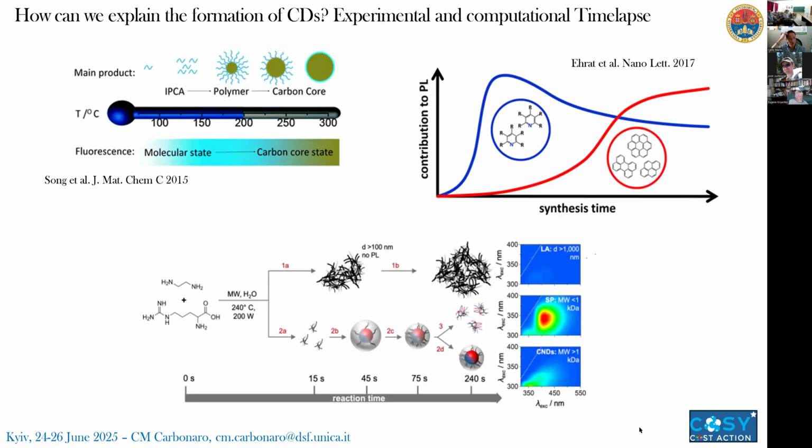But the still open question is how we can explain the formation of our system, because we know that if we start from the bottom-up approach, we start from some very basic organic molecules, we mix them, and then we heat them at some temperature, and if we increase the temperature or the synthesis time, we change the ratio between the molecules which are contributing to the optical features and the carbon core which is contributing to the optical features of our system. It was recently shown that it happens in the very first seconds of the synthesis. So we need to understand how we go from some molecules to the carbon structure, and how they are interacting with the structure within the system we are trying to understand.